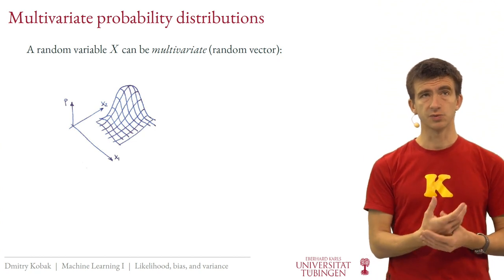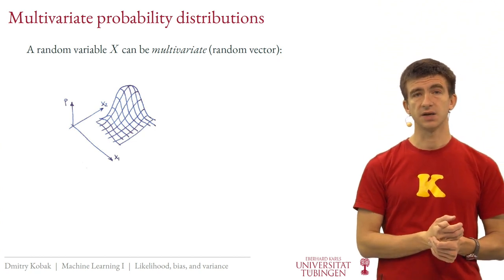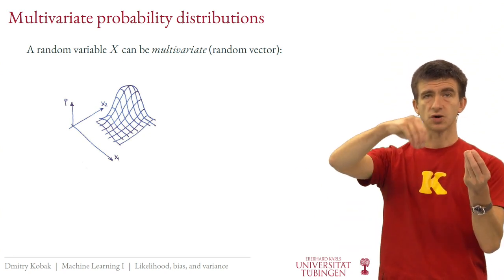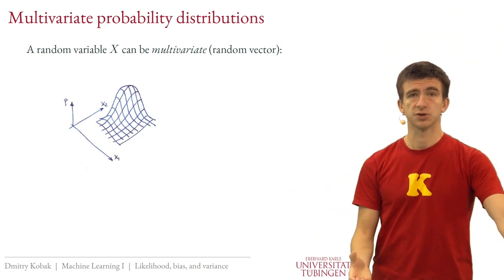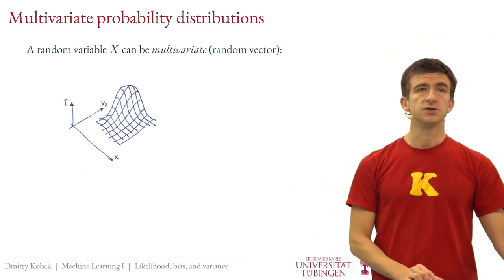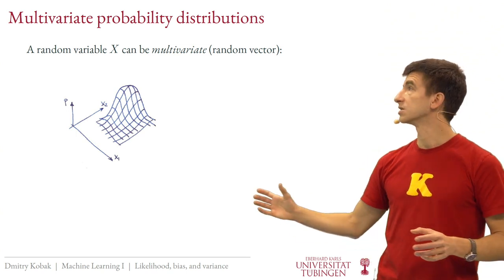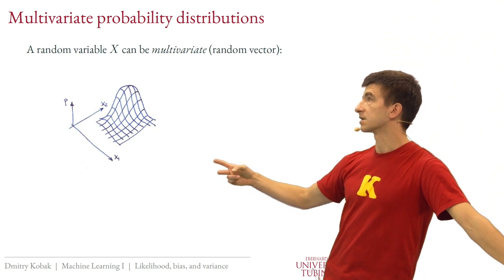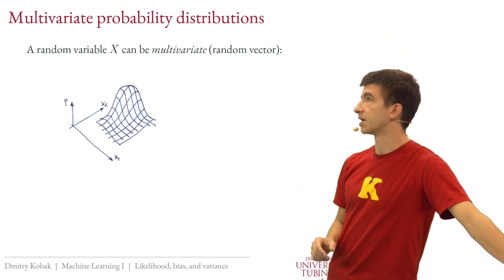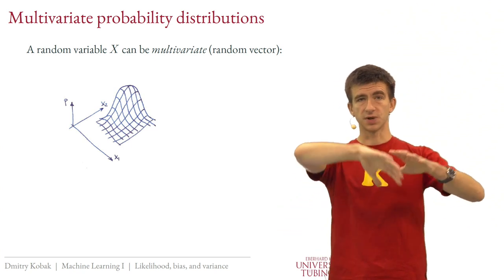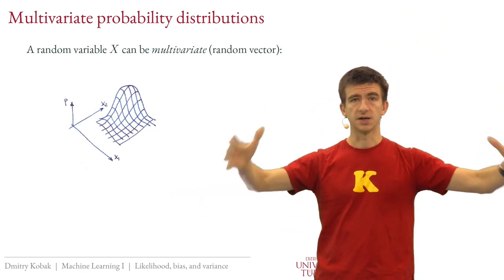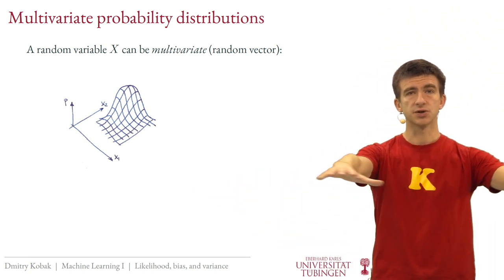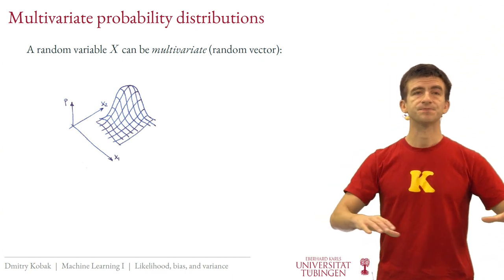So a random variable x can be in fact a random vector. So you generate a vector, and each component of the vector is a random variable itself. So this we will call a random vector. So here's an example. It's a bit tricky to draw. Here I tried to draw a random variable that has two components. So this is a random vector in two dimensions. And then the probability distribution becomes like a surface that, again, is strictly positive. The integral over the entire plane is one.